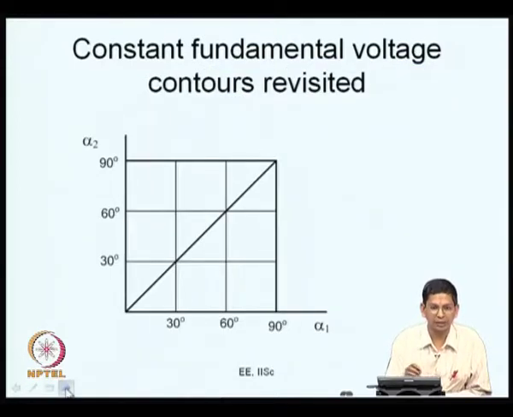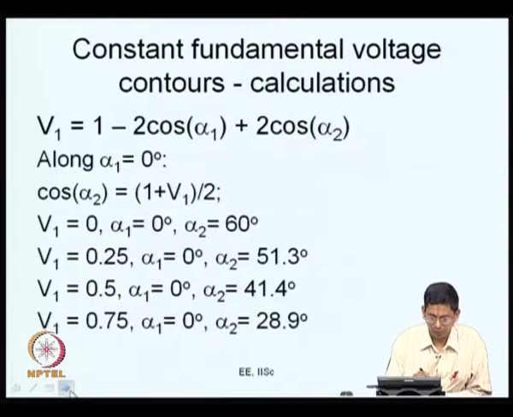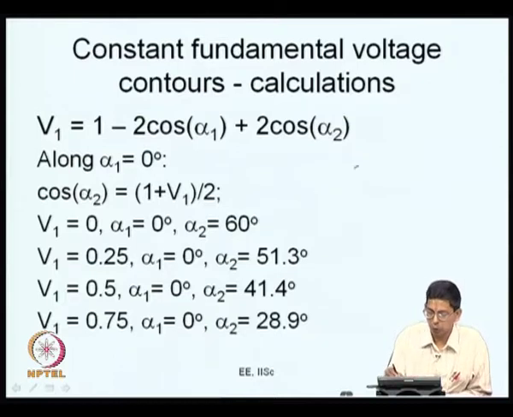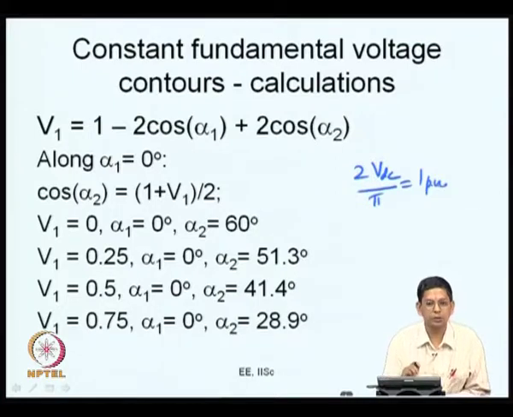Now, let us say I want to plot all of them. I have a good knowledge of the nature of the contours, some knowledge of them at least. So, what I need to do is look at the contours and do some calculations. V1 is equal to 1 minus 2 cos alpha 1 plus 2 cos alpha 2. This is in per unit terms. Here 1 per unit stands for the amplitude of the fundamental during square wave operation. So, it is basically 2 VDC upon pi. That is 1 per unit, the base quantity here. So, 2 VDC upon pi is taken as 1 per unit, and the 2 VDC by pi term is hence not shown explicitly.